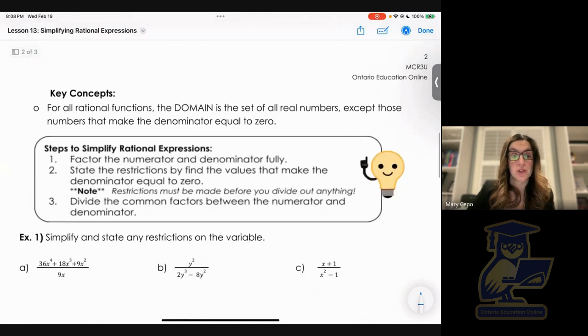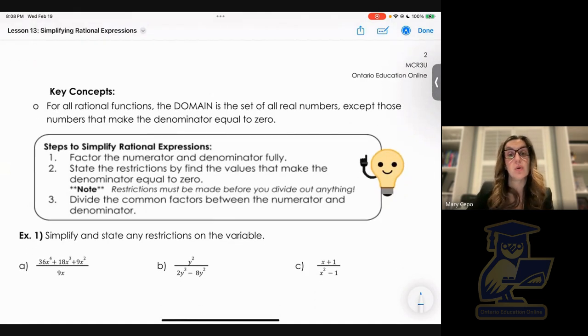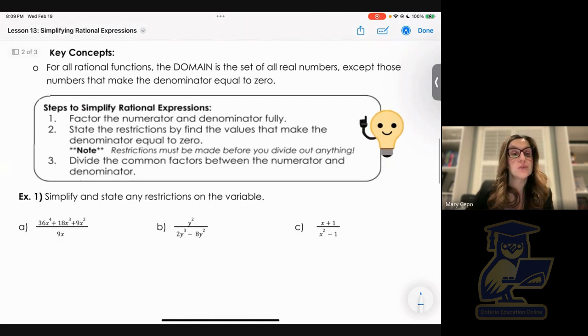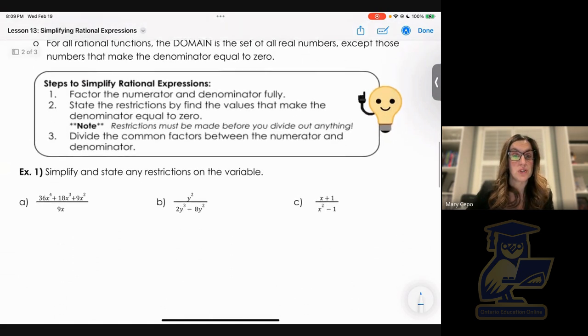For all rational functions, the domain is the set of all real numbers except those numbers that make the denominator equal to 0. And that's why we have to figure out and determine those restrictions. So, steps to simplify rational expressions: factor the numerator and the denominator fully. State the restrictions by finding the values that make the denominator equal to 0. Note, restrictions must be made before you divide out anything.